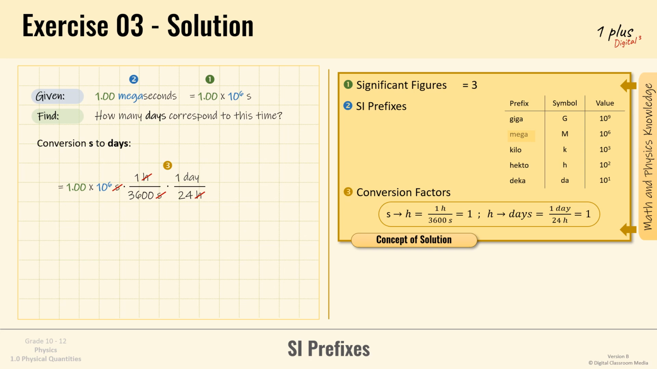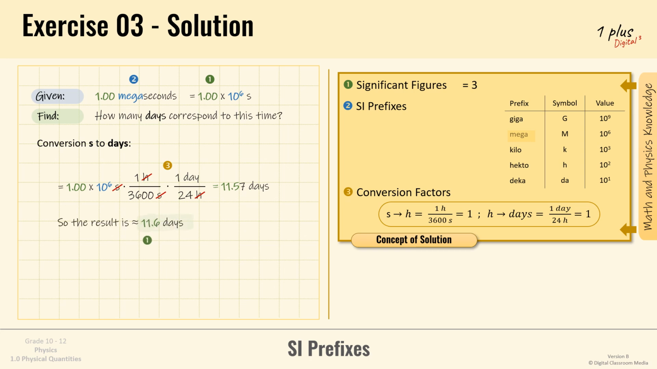At first, we write down 1 or 2 digits more than will later be allowed. The calculated result is 11.575 days. Since we only have 3 significant figures, we must round. Therefore, we write approximately 11.6 days.